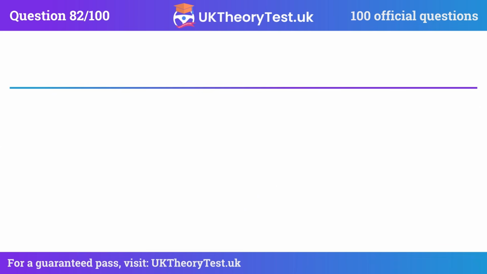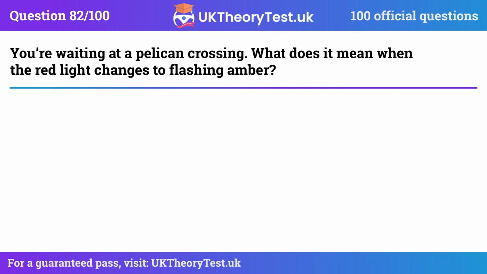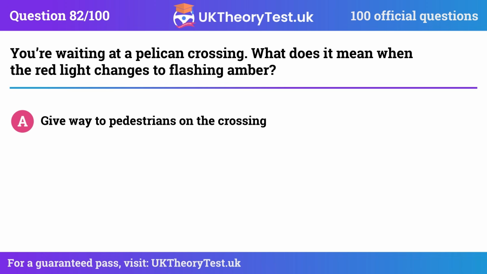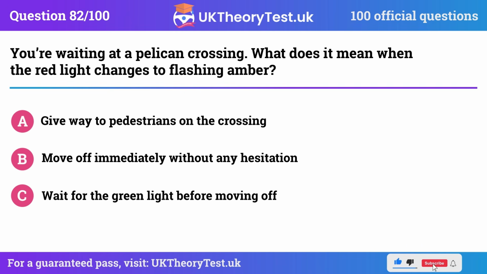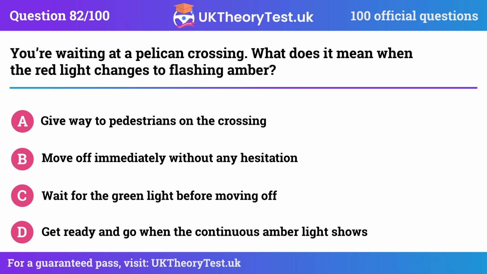Question 82. You're waiting at a pelican crossing. What does it mean when the red light changes to flashing amber? A. Give way to pedestrians on the crossing. B. Move off immediately without any hesitation. C. Wait for the green light before moving off. D. Get ready and go when the continuous amber light shows.